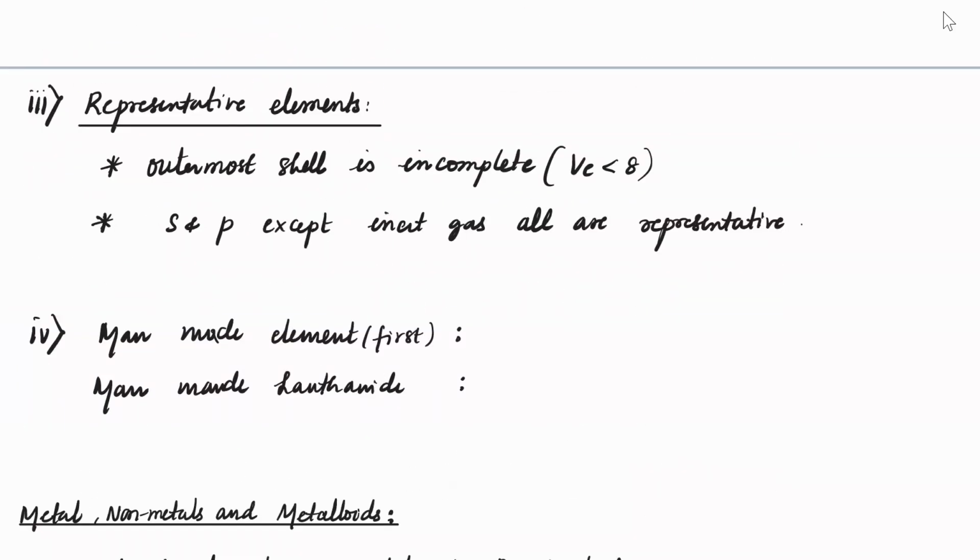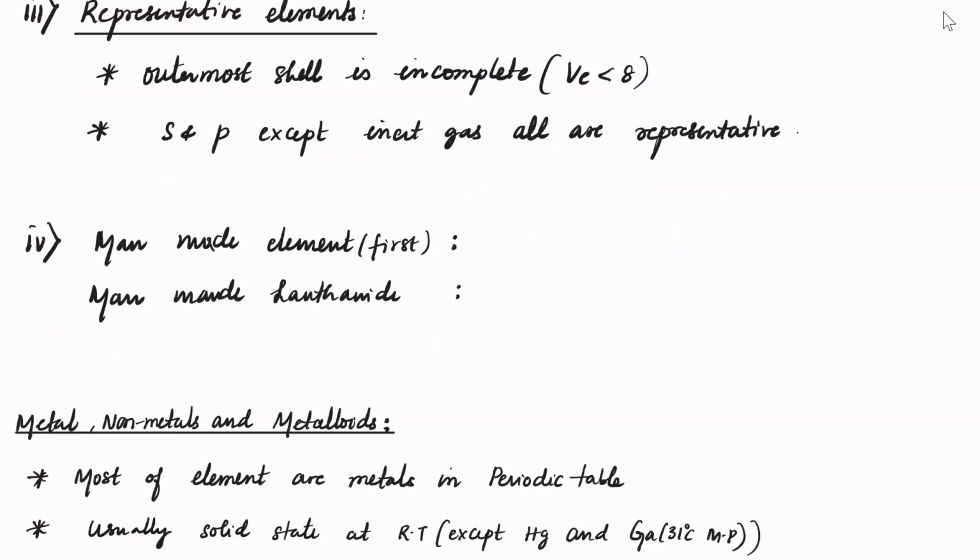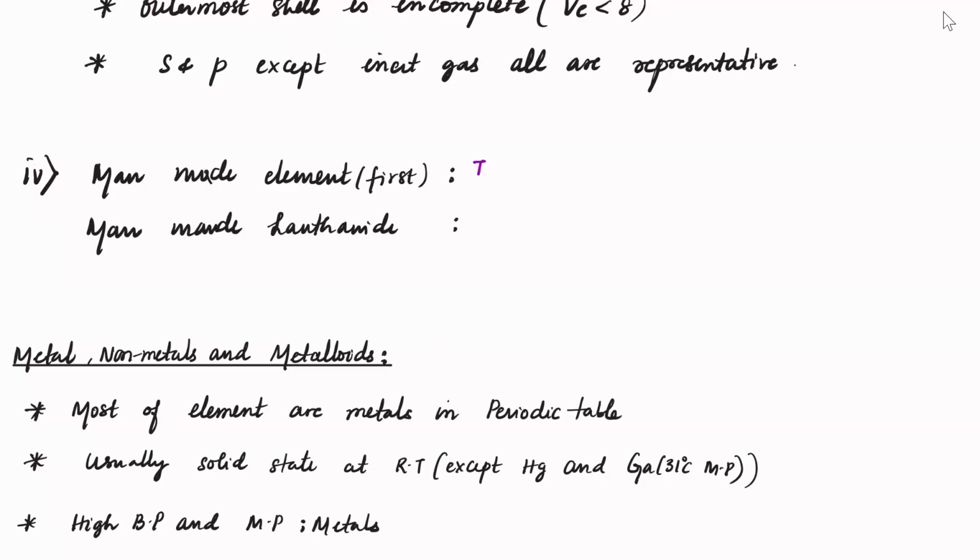Next, representative elements. In fact, all S and P elements which have an incomplete octet, that means the valence shell electrons should be less than 8, are called representative elements. See, every element in S and P except the inert gases are called representative elements. Got it? And next, when it comes to man-made elements, it is technetium, the first one which was made. And man-made lanthanide is promethium, Pm. Got it?